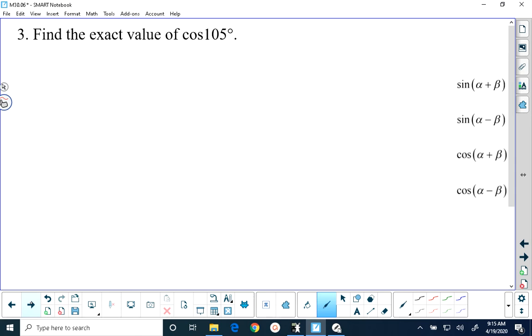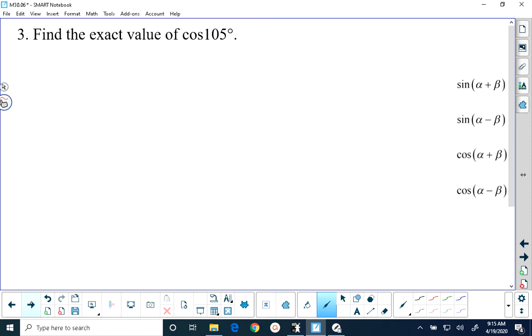All right, question 3 says find the exact value of the cosine of 105 degrees. Now, as soon as you're looking at an exact value, you need to be able to go to your unit circle. The problem here is, although 105 degrees is on the unit circle, it's not one of those special angles that we have knowledge of in terms of the x and y coordinates. So it appears as though we can't just look at the unit circle.